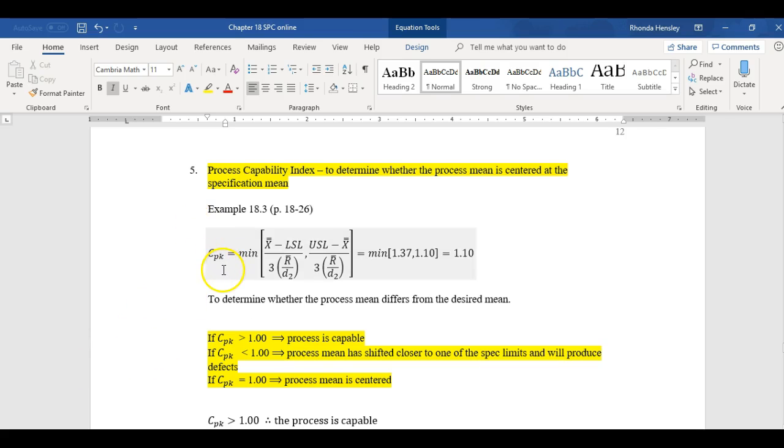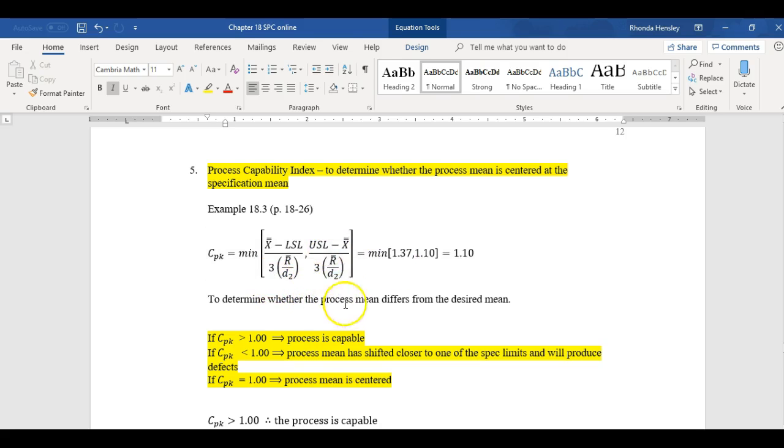CPK is Process Capability Index, and it says equals min. This is not linear programming. This is nothing scary. You're not doing anything with this. You're just saying pick the smallest of these two computations you're going to do within this big bracket. So on the lower side, you're going to take your process mean and subtract off your lower spec limit, divide it by 3 of these standard deviations. So your average range divided by D2 times 3.